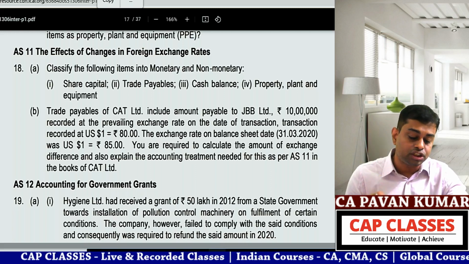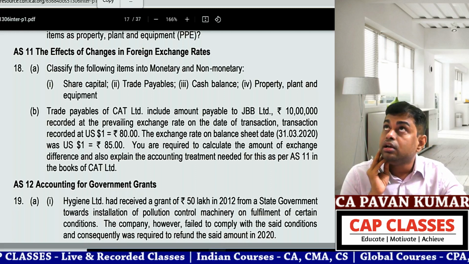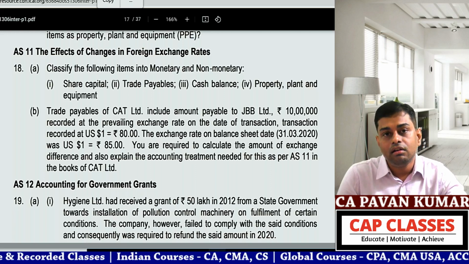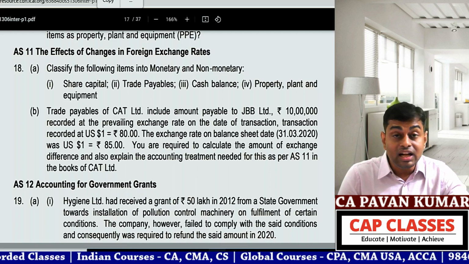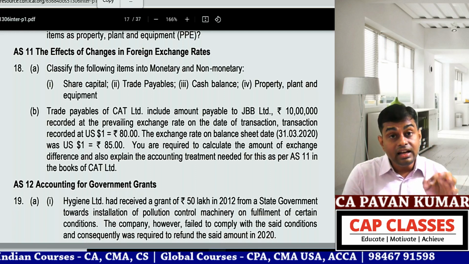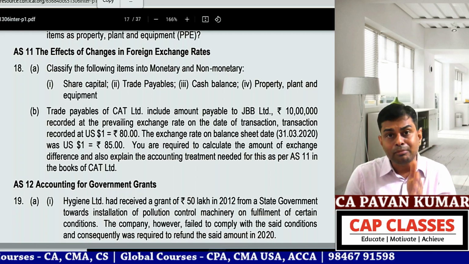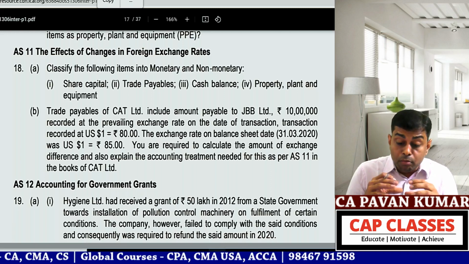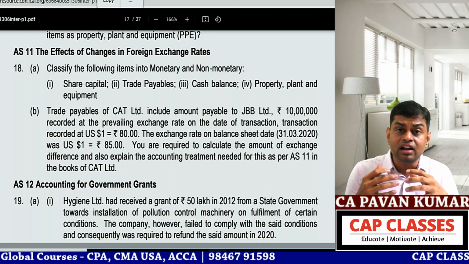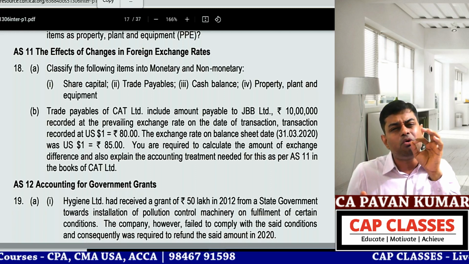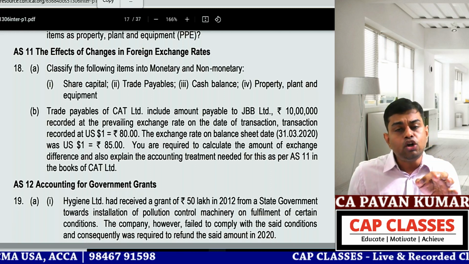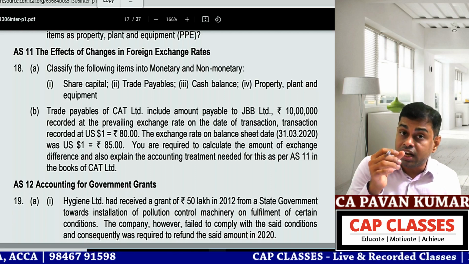Now, quick revision, we'll do these 2 questions. Classify the following items into monetary and non-monetary. What is monetary? What is non-monetary? Monetary items are the assets and liabilities that will be recovered or settled in a predetermined known amount of cash. When you have an asset and you are recovering it, you know exactly how much you receive. When you have a liability and you are settling it, you know exactly how much you need to pay. Those are monetary items.